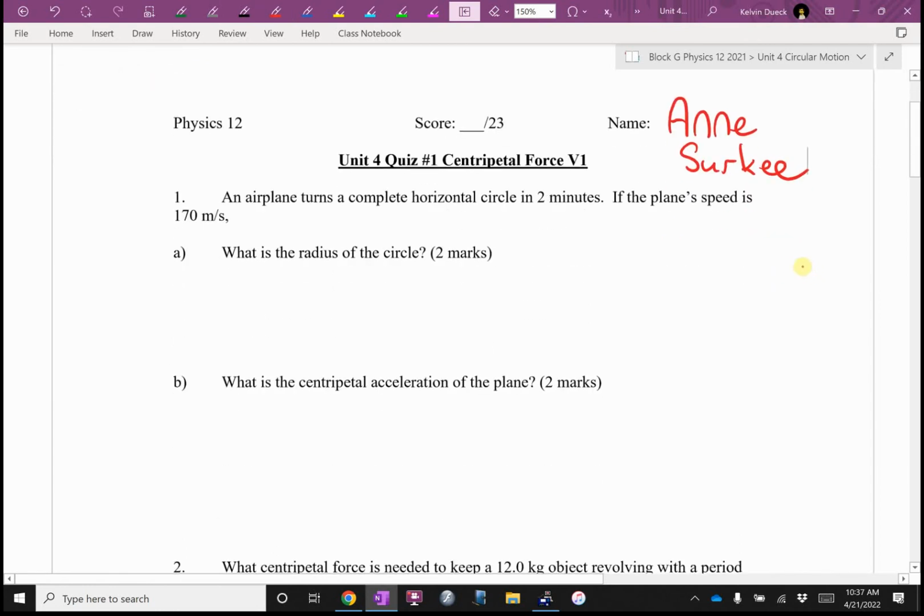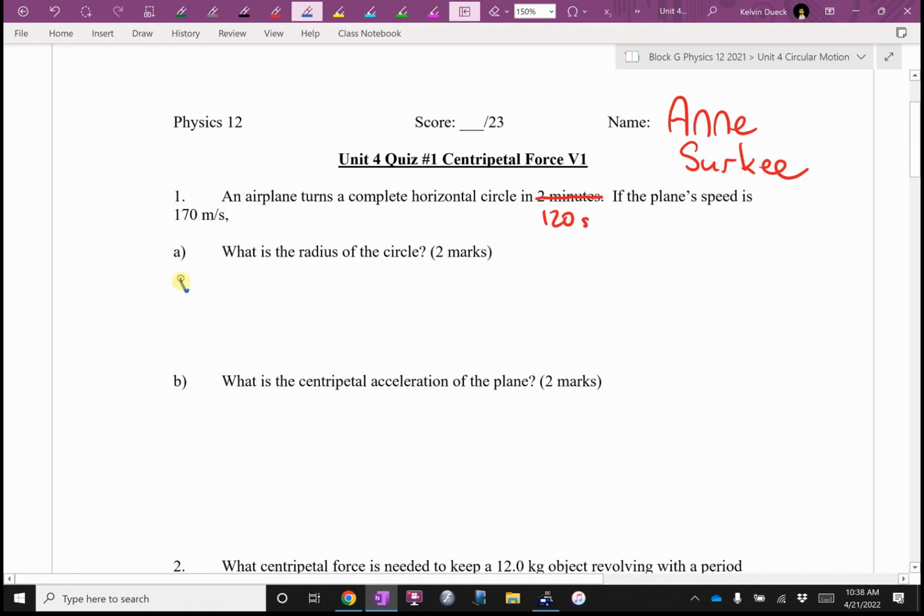Number 1, an airplane turns a complete horizontal circle in 2 minutes. Nice try, Dewick. We don't do physics with 2 minutes. 120 seconds. If the plane's speed is 170 meters per second, what's the radius of the circle? Well, they gave me speed.